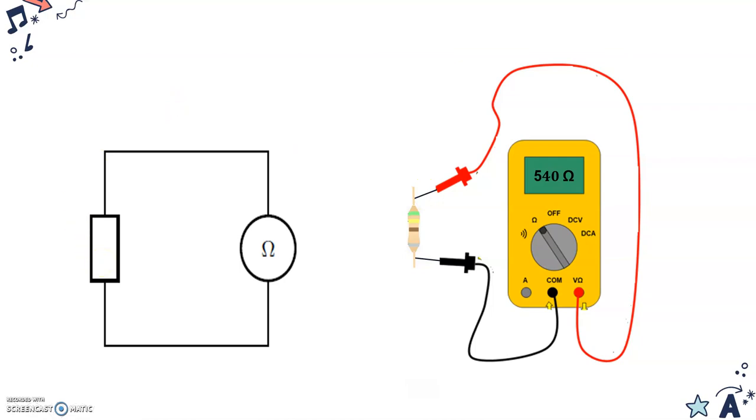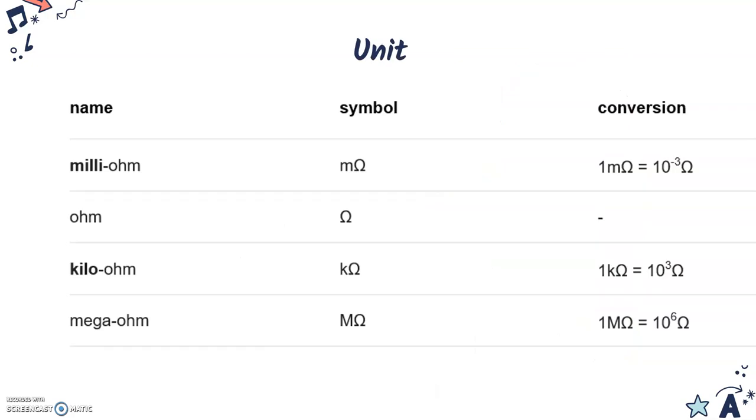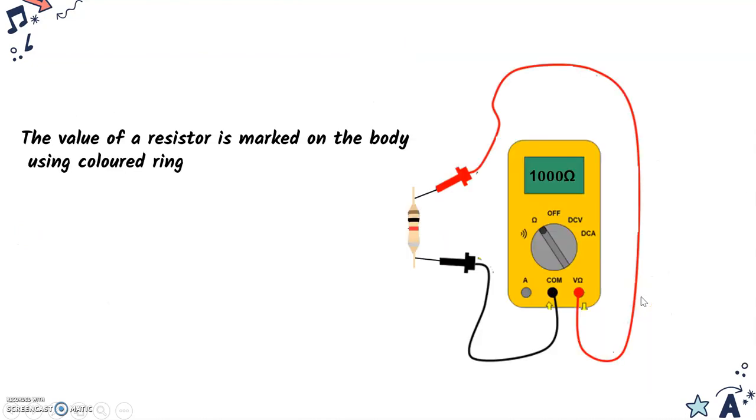Please, when I ask you to draw an ohmmeter, I mean draw the symbol of an ohmmeter. Okay? The SI unit is ohm. I have kilo ohm, mega ohm. To convert from kilo to ohm, remember kilo is the bigger one, and the bigger one multiplies the smaller one. So to convert from kilo ohm to ohm, I should multiply by 10 to the power 3.